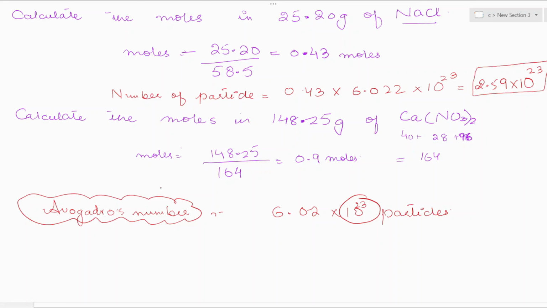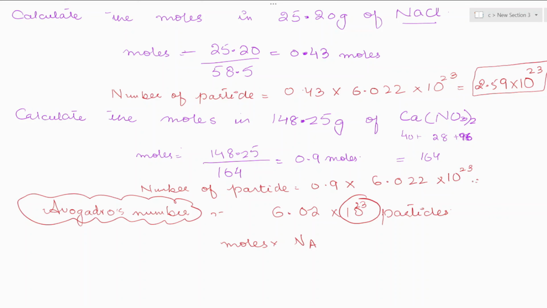Okay. Let's calculate this. Number of particles in calcium nitrate. 0.9 multiplied by 6.022 into 10 raised to power 23. Let's round it off to two decimal places. 5.42 into 10 raised to power 23.